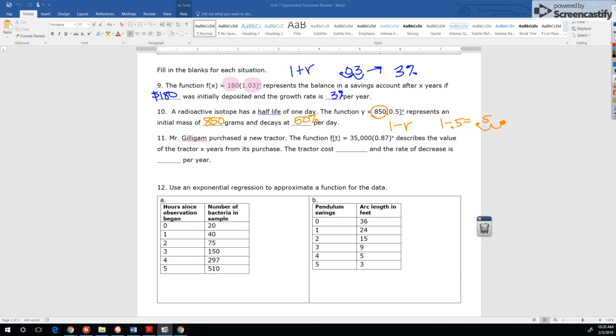Mr. Gilligan purchased a new tractor. The function f of t, oopsies, typo. That should match. No, 35,000 times 0.87 to the t power describes the value of the tractor t years from its purchase. The tractor costs blank and the rate of decrease is blank per year. So again, the number that's right in front, our constant here, is 35,000, and that's the initial cost of my tractor.